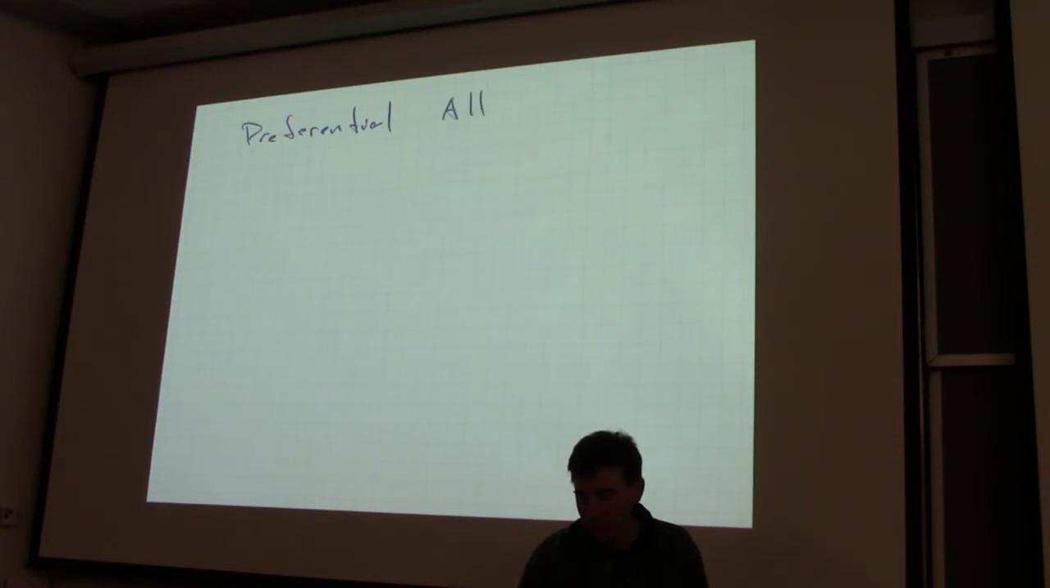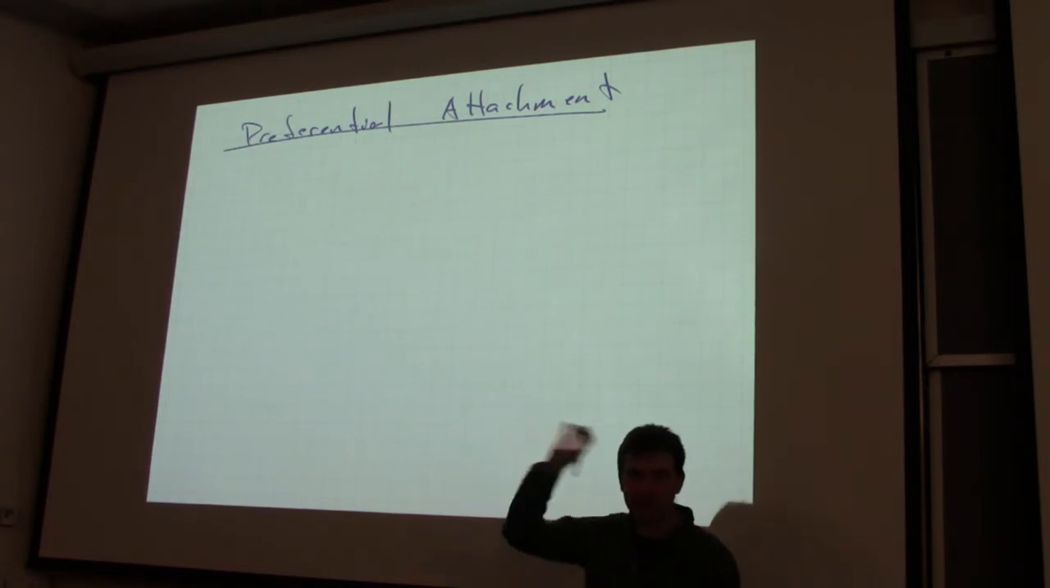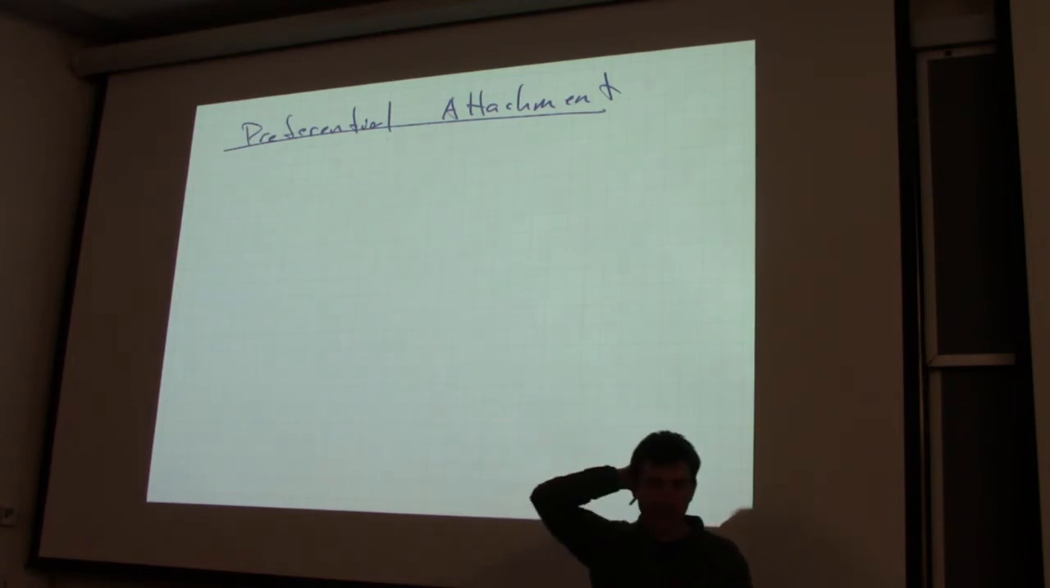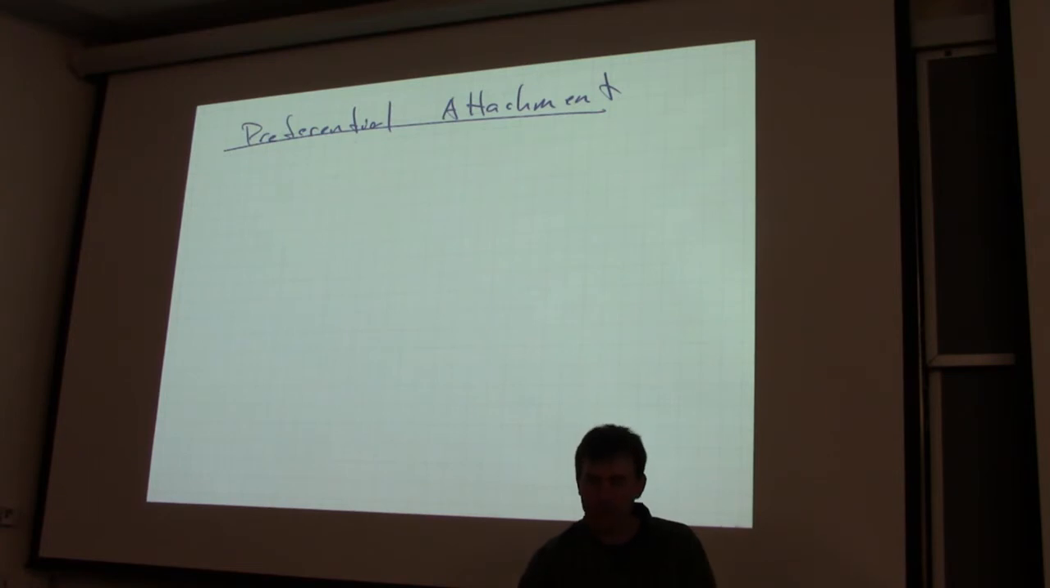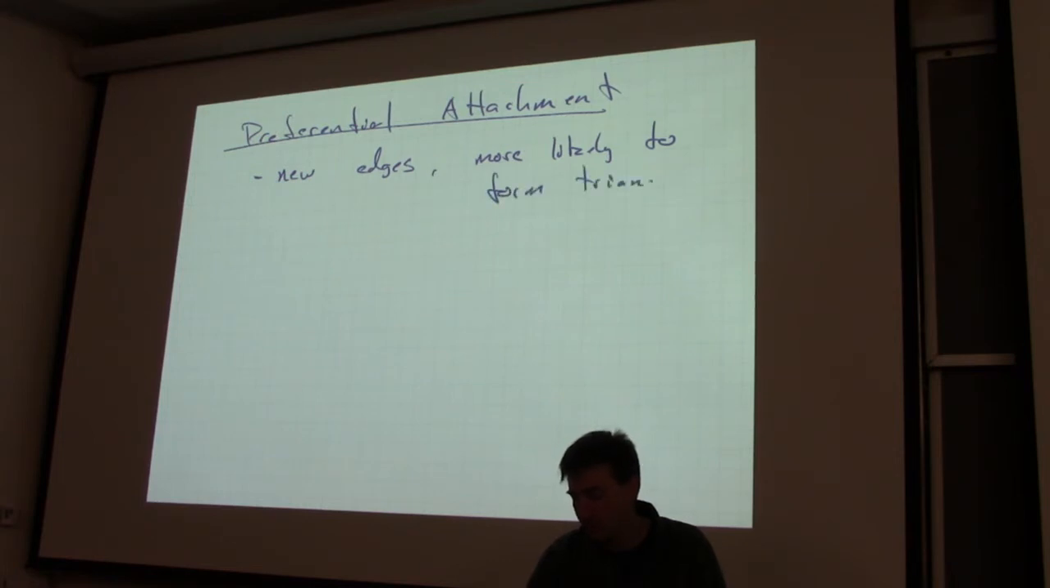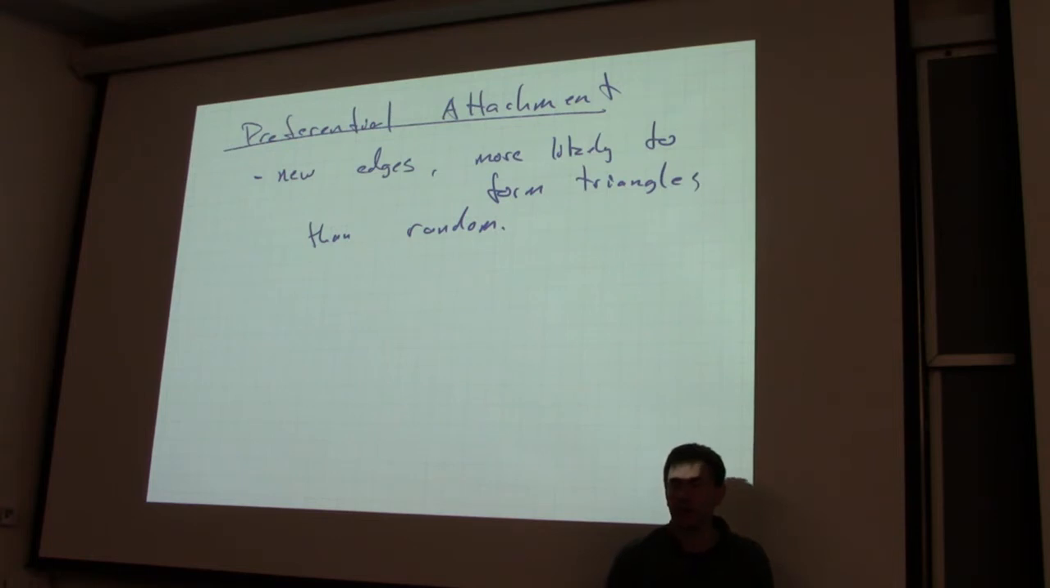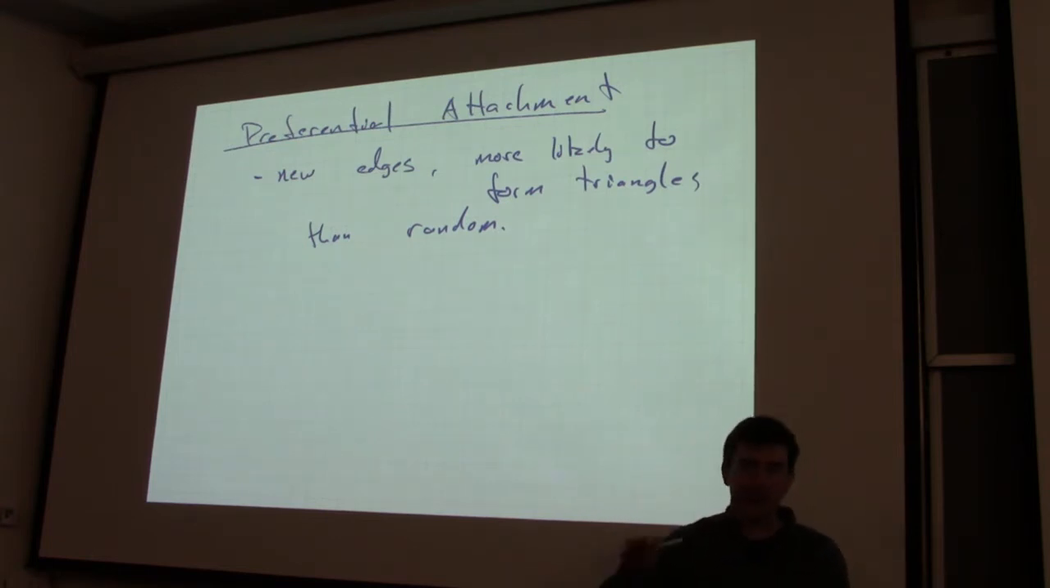So this kind of is related to a model called preferential attachment. Okay? And so it's not exactly the same as why do people join groups, but it's a very closely related idea. And that's that, let's say, basically I'll summarize it as new edges are more likely to form triangles than random, right?